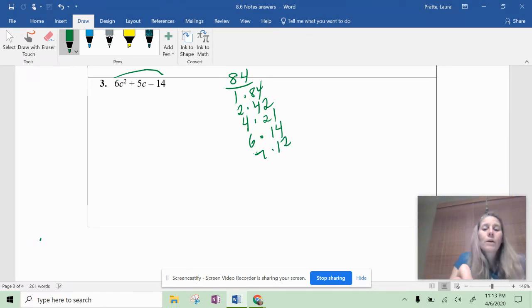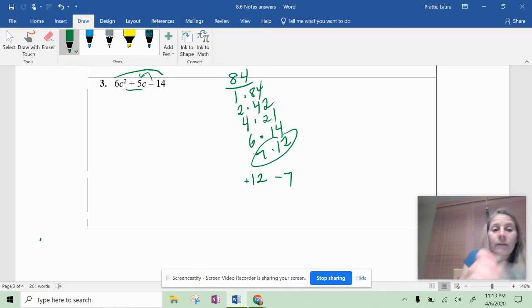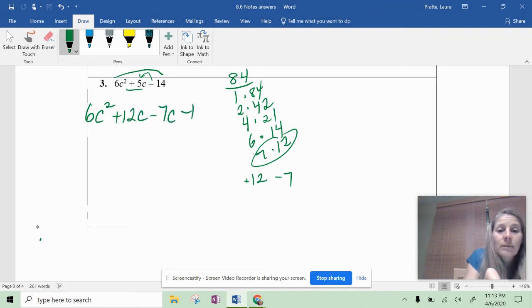Okay. So which of those pairs of factors is going to subtract to get you 5? The 7 and 12. Now this time it's a positive 5, so we know the 12 is going to be the positive and the 7 is going to be the negative. So 6c squared plus 12c minus 7c minus 14.